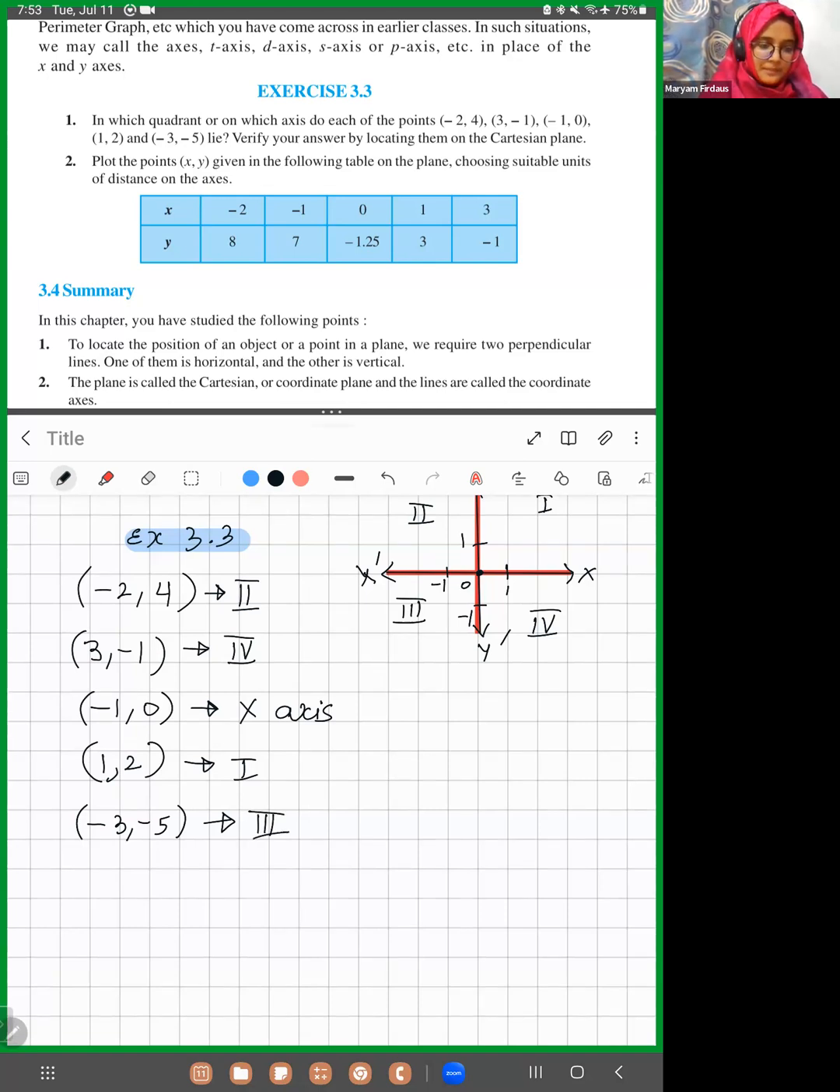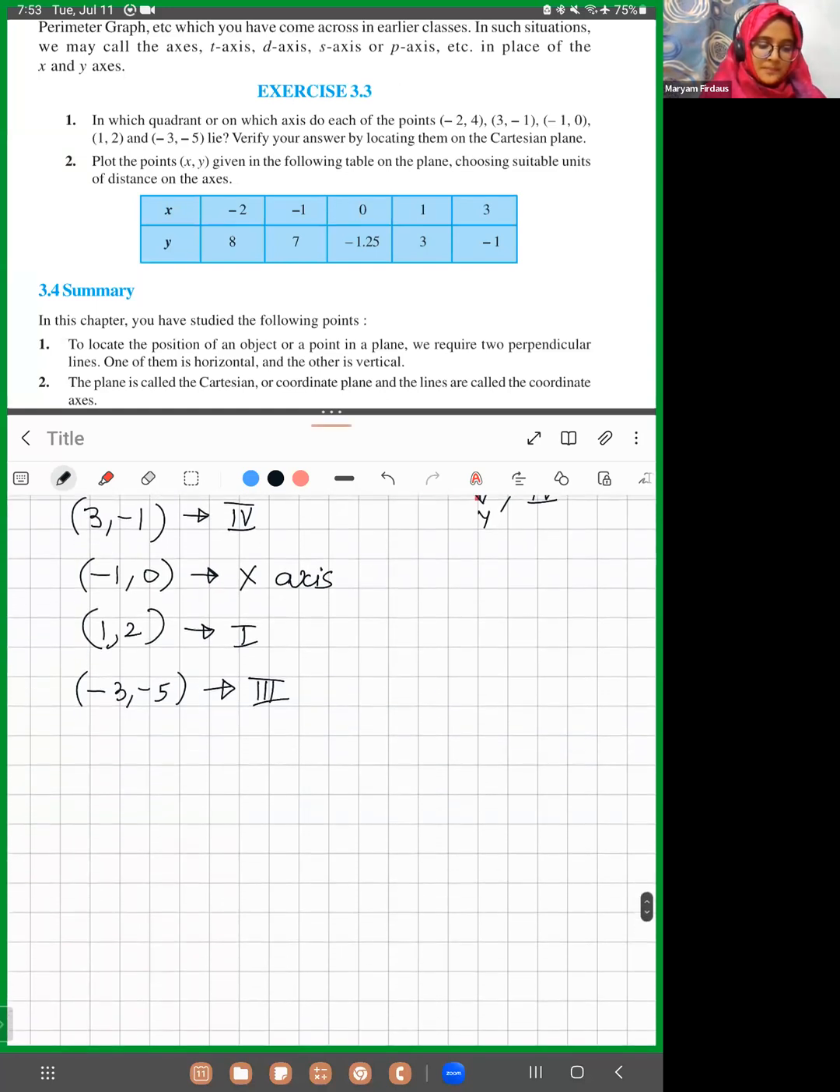All right. Do you all have a graph paper with you? No, ma'am. No. Okay.